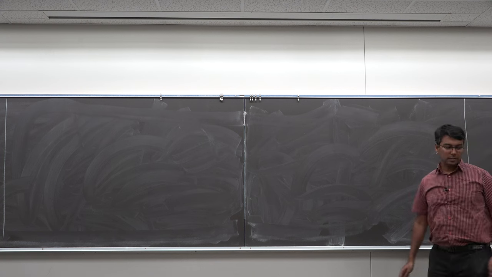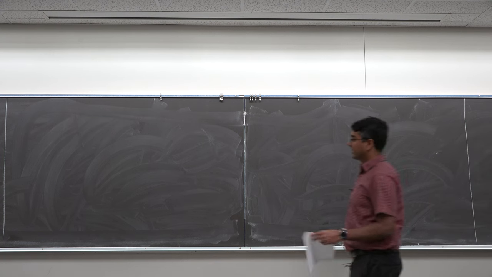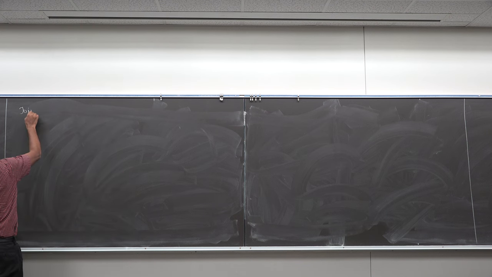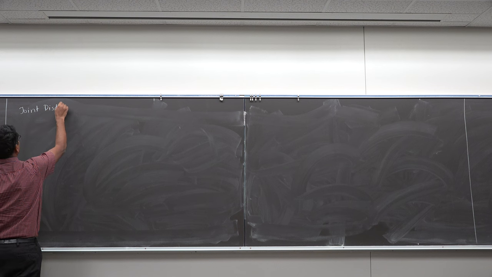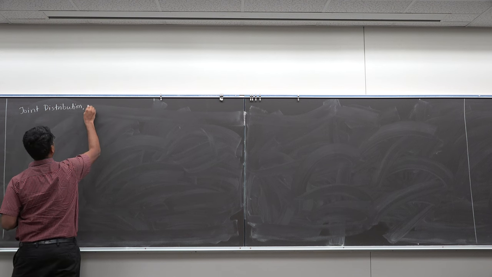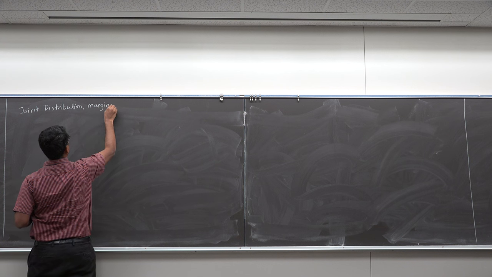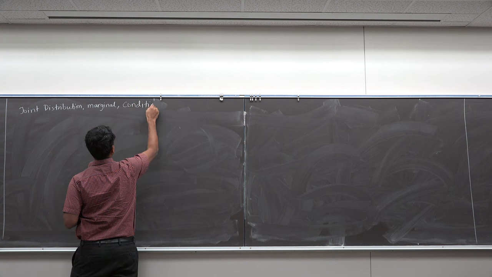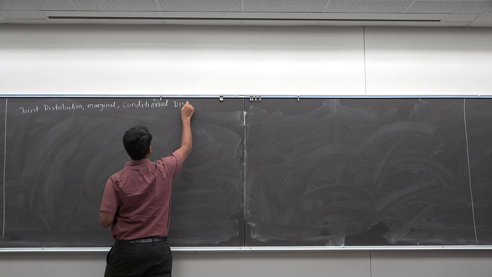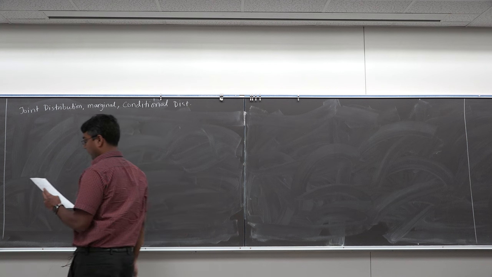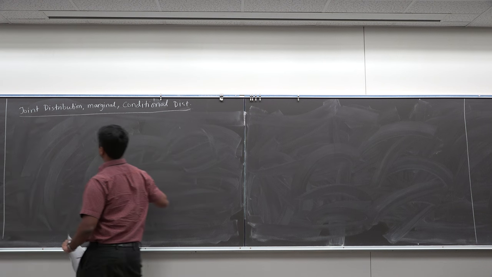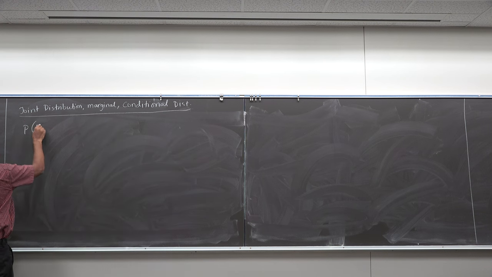So we were discussing correlated random variables in the previous class, when two random variables have some relationship with each other. So we talked about joint distribution, we talked about marginal, and we talked about conditional distribution. Okay. So I'll just write down the expressions once again so that we can refer to them.